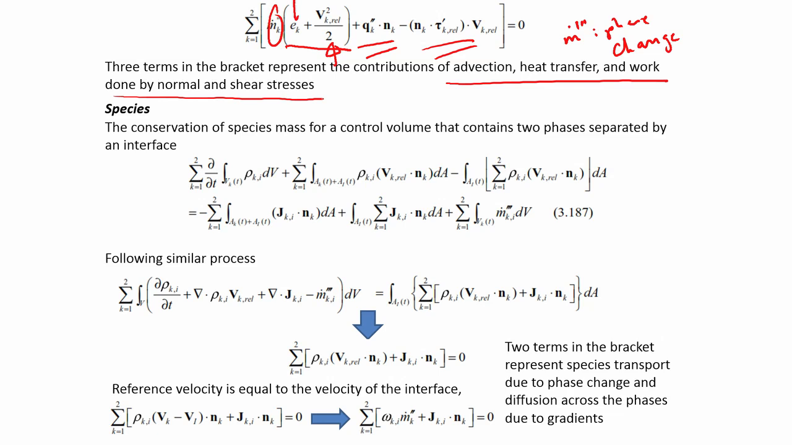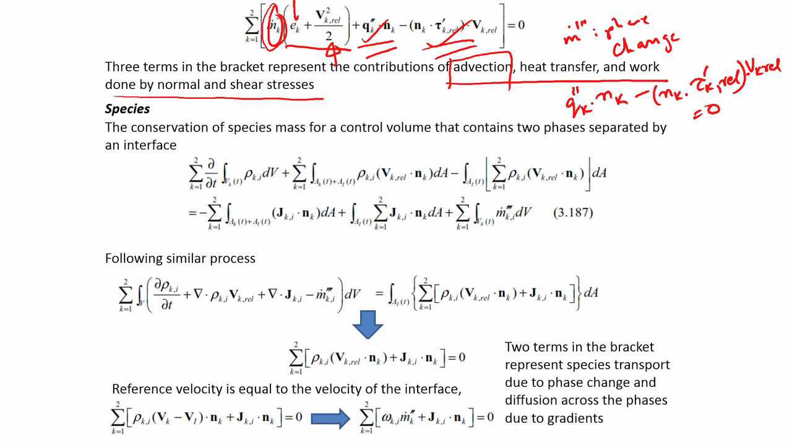Across the interface there is a term which is advective because of the change in phase, there is also a diffusive transport, and then there is a work done transport. Now, for example, if there is no phase change, what you will have over here is q k double prime dot n k minus n k dot tau k relative, and V k relative is equal to 0. That is what we are going to get.